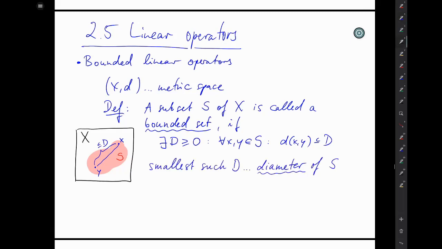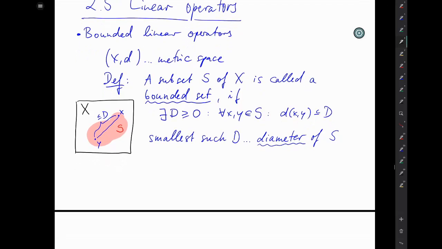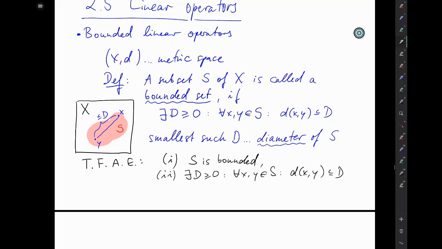Now this definition is fairly easy to understand, but not always the easiest to use. So let's rephrase it in different ways. The following statements are equivalent. This is often abbreviated by the following are equivalent. Okay, statement 1, your set S is bounded. This is equivalent to statement 2, and here we just copy what we say in the definition. So these two are obviously equivalent by the definition of boundedness.